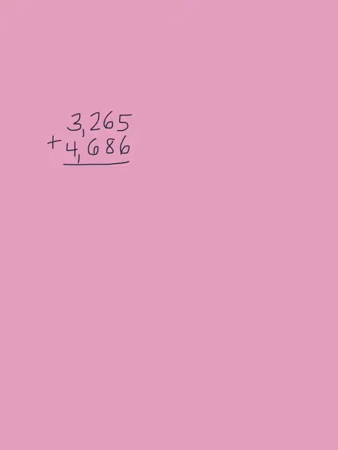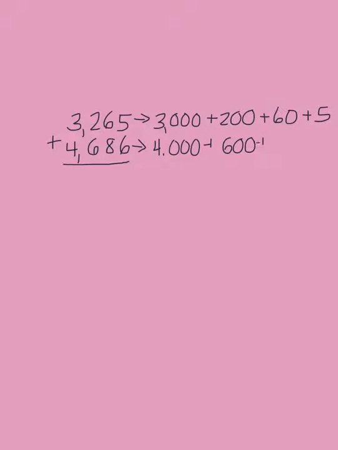In this problem we're going to add 3,265 plus 4,686. So first we're going to break each number up into expanded form. So the 3 stands for 3,000, the 2 stands for 200, the 6 is 6 tens, so it's 60, plus 5 ones. We'll do the same for the second number, so the 4 is 4,000, plus the 6 is 600, plus the 8 is 8 tens, and 6 ones.